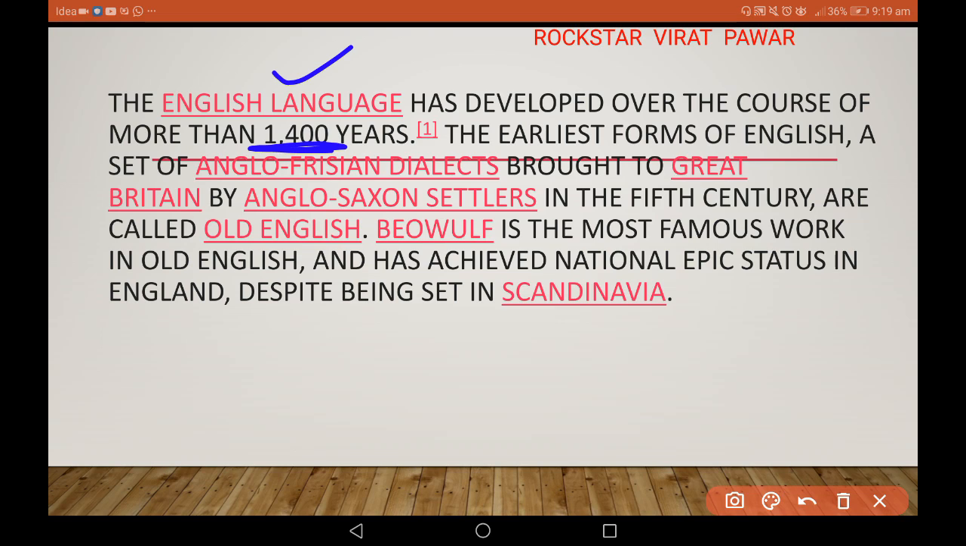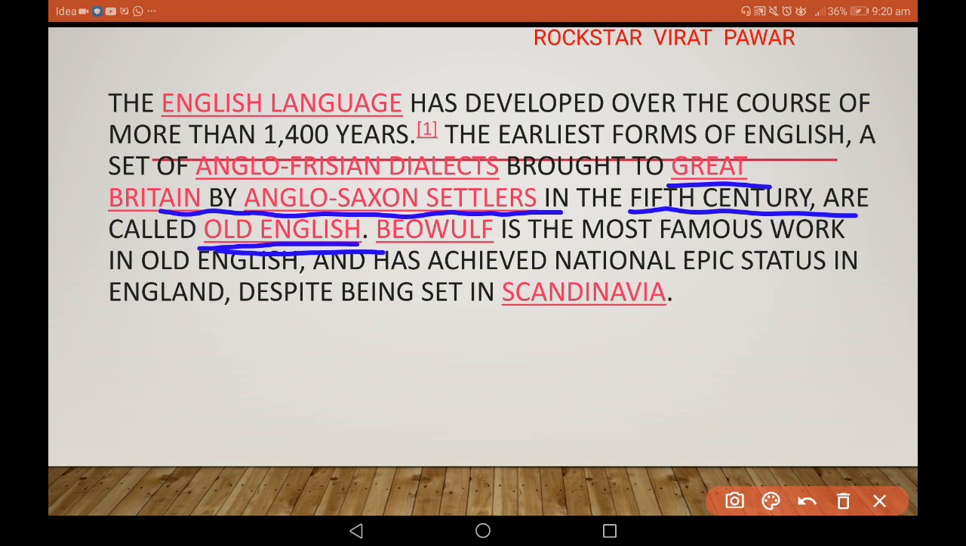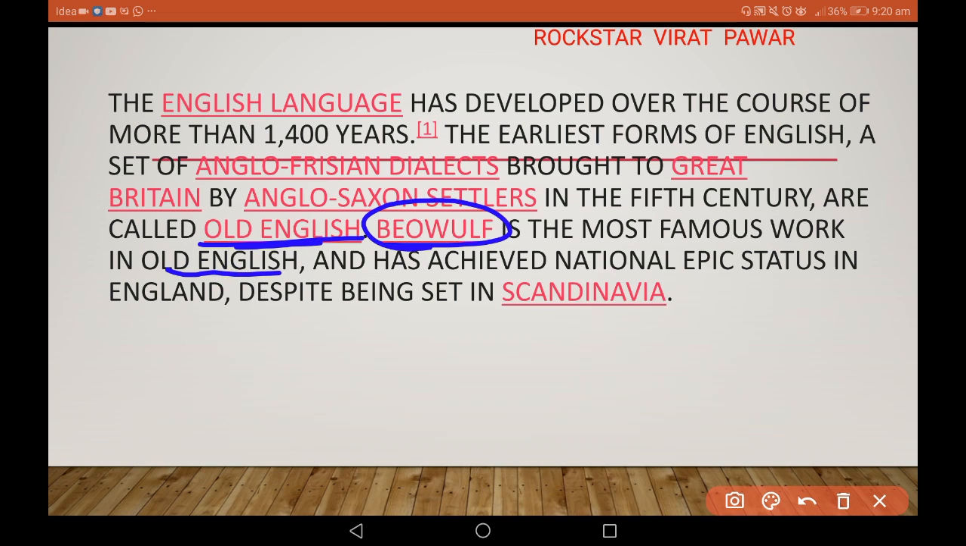The earliest form of English, a set of Anglo-Frisian dialects brought to Great Britain by Anglo-Saxon settlers in the 5th century, is called Old English. These are the Old English. Beowulf is the most famous work in Old English. You know that Beowulf is the most famous work in Old English literature.